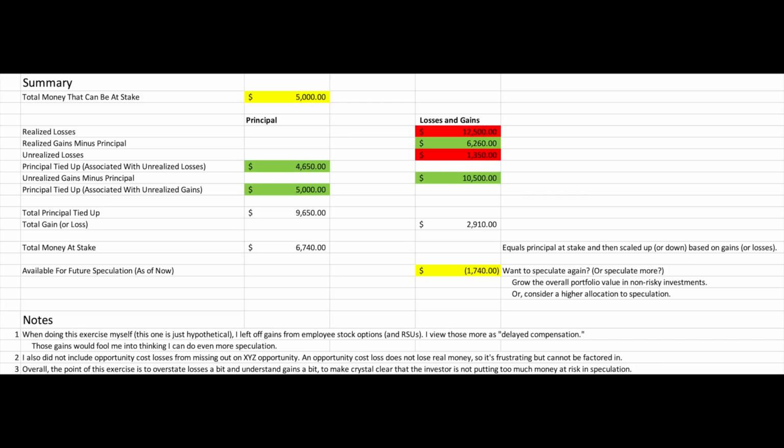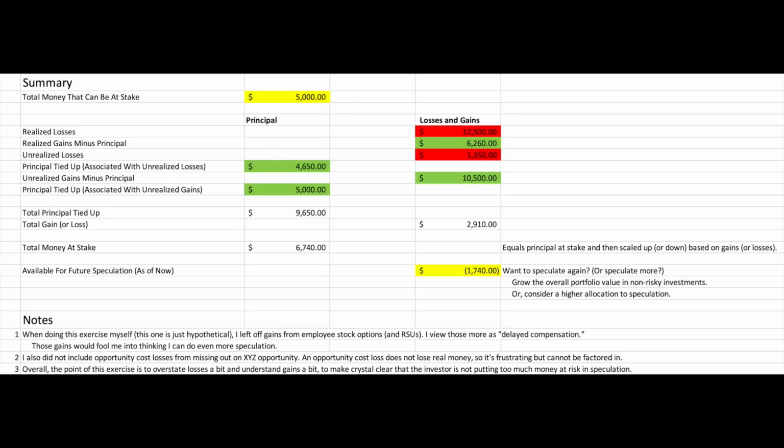However, I want to be conservative, and so I don't want to include those in here as gains, because there's a lot of ways to game any model. You can take any data set and anyone can manipulate the numbers. That's not the point of this. The point of this isn't to manipulate numbers. It's to take a conservative look at how much capital I can put at risk in these speculative investments.